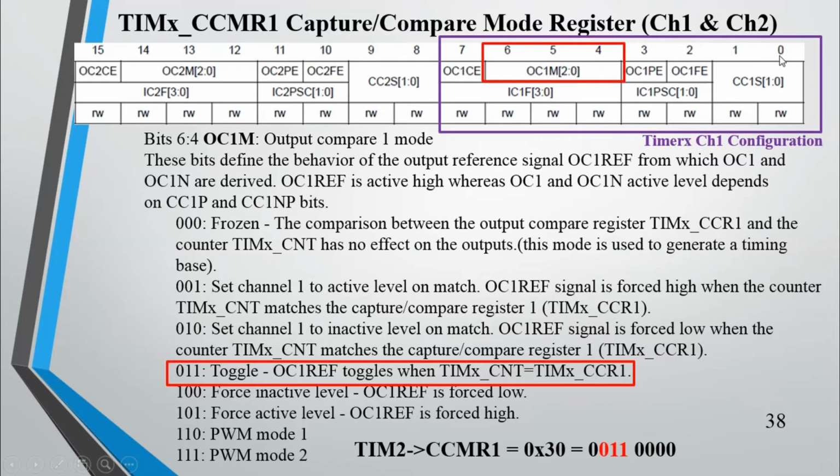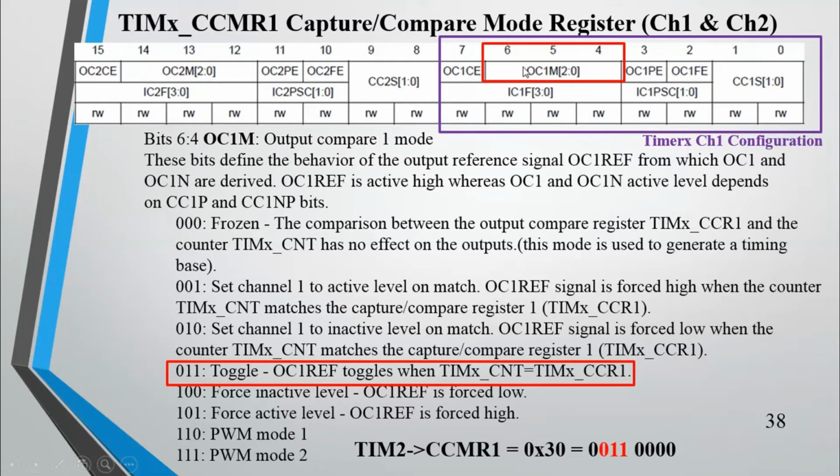In the CCMR1, I told you we can configure channel 1 and channel 2. Bit number 0 to 7 are used for configuring channel 1. Similarly, bit number 8 to 15 are used for configuring channel 2. In my case, I am going to configure channel 1, that is timer X channel 1, so I need to configure only bit number 0 to 7. Again, this register is used for configuring capture as well as compare mode. In my case, I am going to configure compare mode.